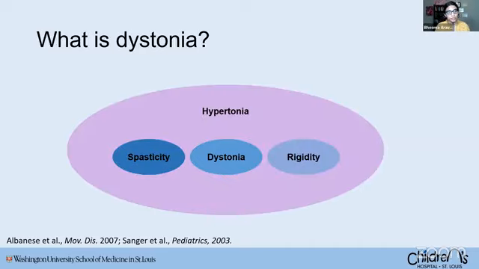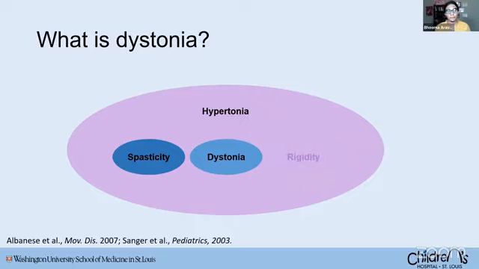I tend to think of dystonia as one of three forms of hypertonia, of high tone. This is not necessarily how everyone views it. Some people see dystonia as a separate movement disorder, separate from these forms of high tone. But I'll talk to you about it in this context, because I think in the context of cerebral palsy, it's important to think about it this way. The three typical forms of high tone are spasticity, dystonia, and rigidity.